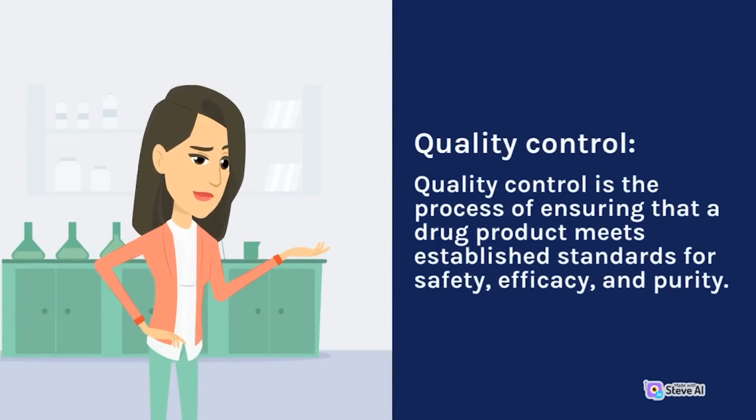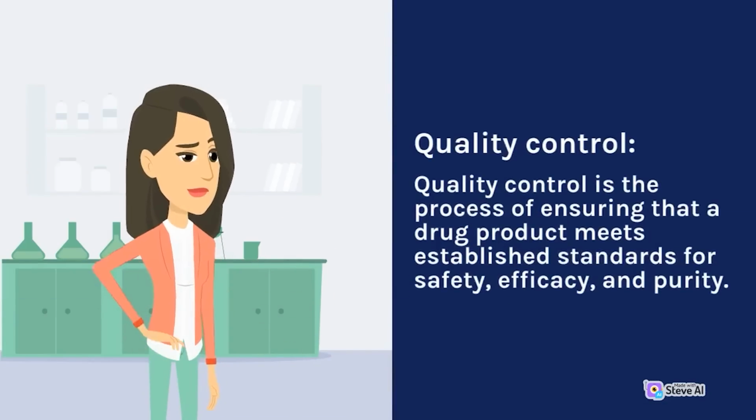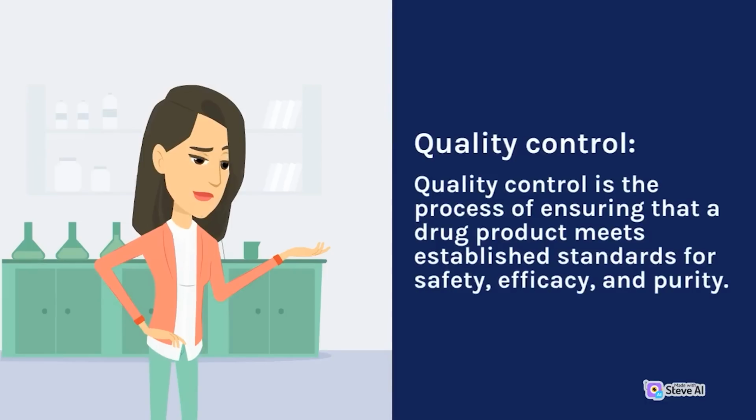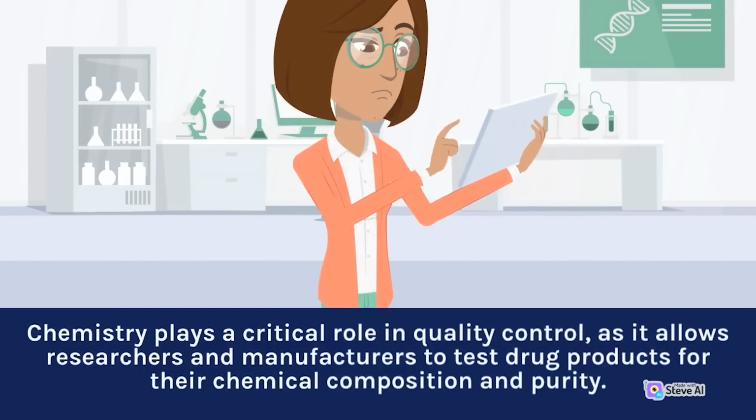Quality control. Quality control is the process of ensuring that a drug product meets established standards for safety, efficacy, and purity. Chemistry plays a critical role in quality control, as it allows researchers and manufacturers to test drug products for their chemical composition and purity.